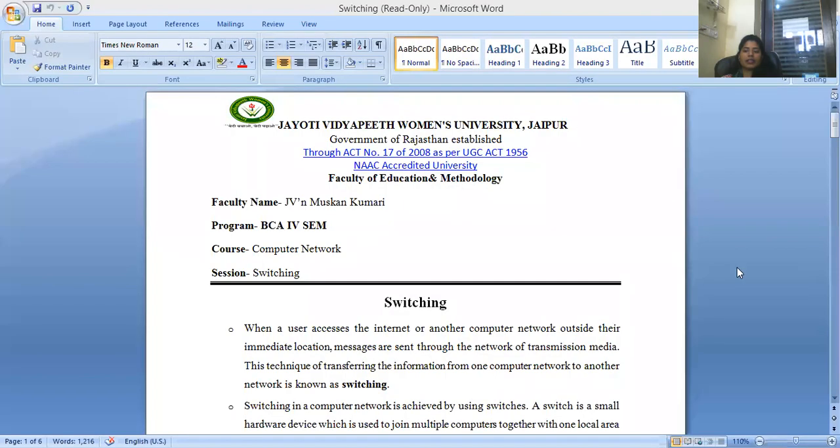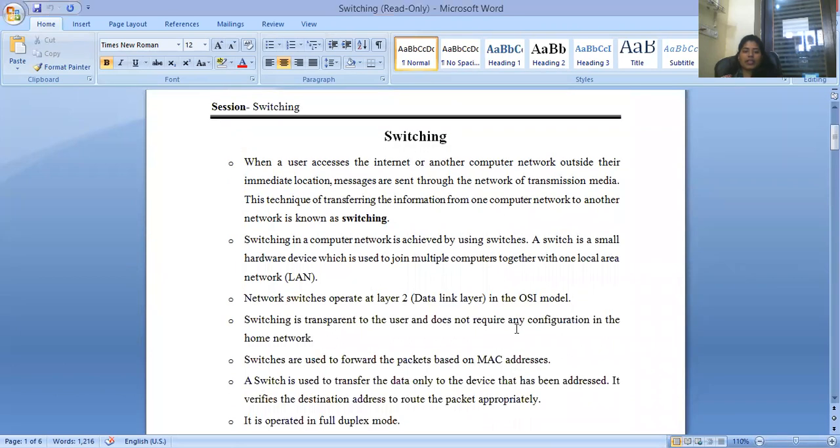Yes, here are the files. Switching. What is switching? When a user accesses the internet or another computer network outside their immediate location, messages are sent through a network of transmission media. What does this mean? It means that when a user accesses the internet or another computer network outside their immediate location, the messages are sent through the network of transmission media, because you are outside your own network. Clear?